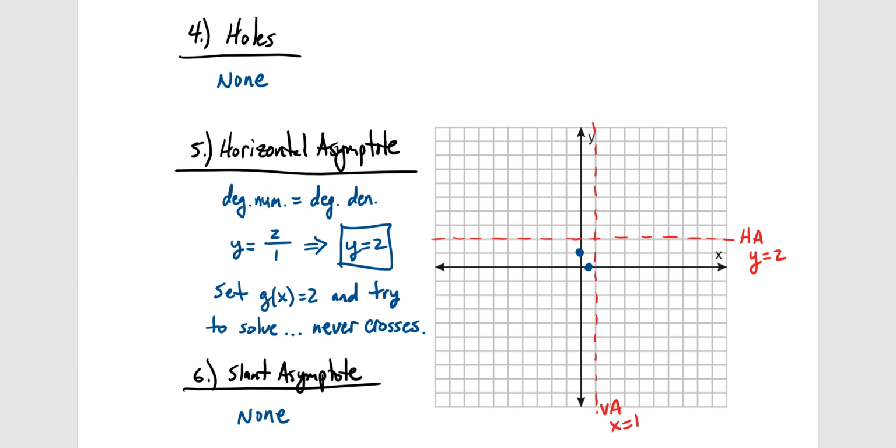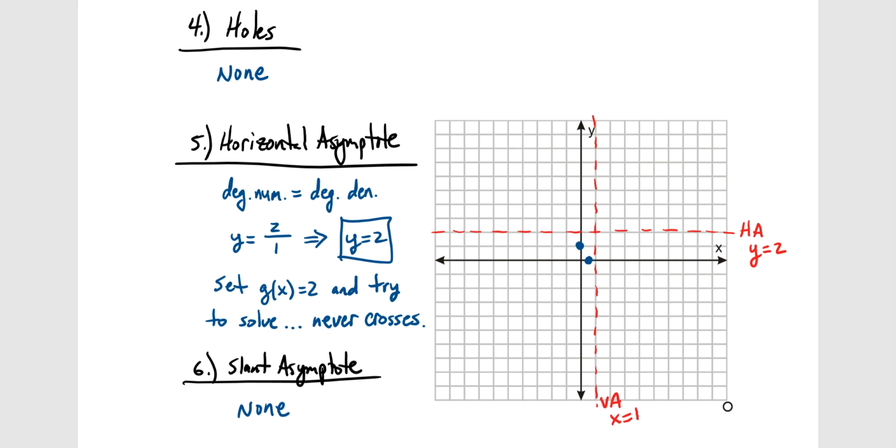So let's plot some points here. We don't have any information on this whole side of the graph, so let's pick x coordinates over there and plug them into our function to see where the graph is. And let's also pick maybe one more x coordinate over here.